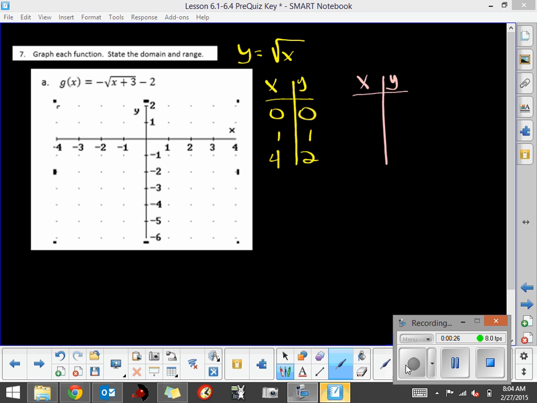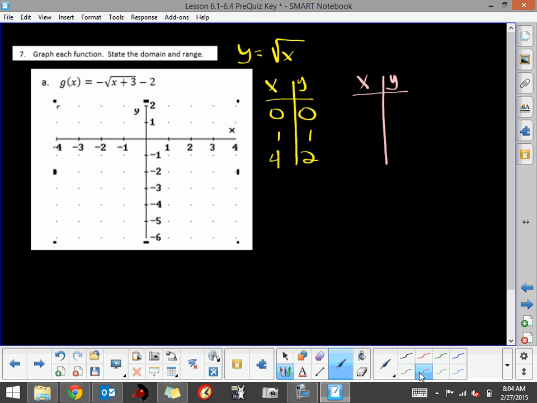So if we look at our equation, this x plus 3 is our horizontal. We can always tell horizontals because they're inside of our grouping symbol, in this case the square root, and they're always counterintuitive. So if it says plus 3, we really want to make it minus 3. So we want to subtract 3 from all the x values. Subtract 3 from 0 is negative 3, subtract 3 from 1 is negative 2, subtract 3 from 4 is 1.